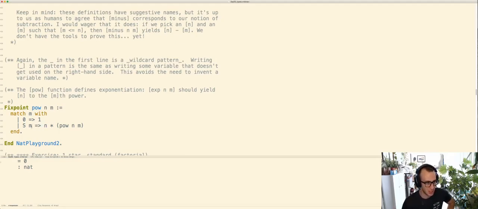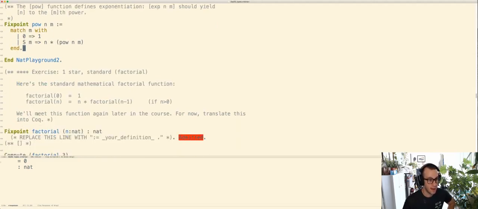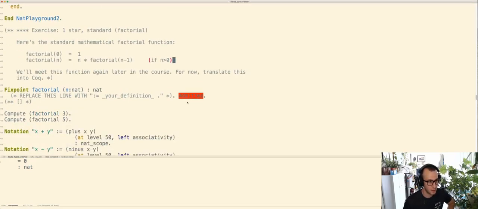So here's exponent. Just one last thing to look at. I'm not going to remark on it here. You have an exercise where we ask you to define factorial. We give it to you in math notation. You'll need to translate that math notation.